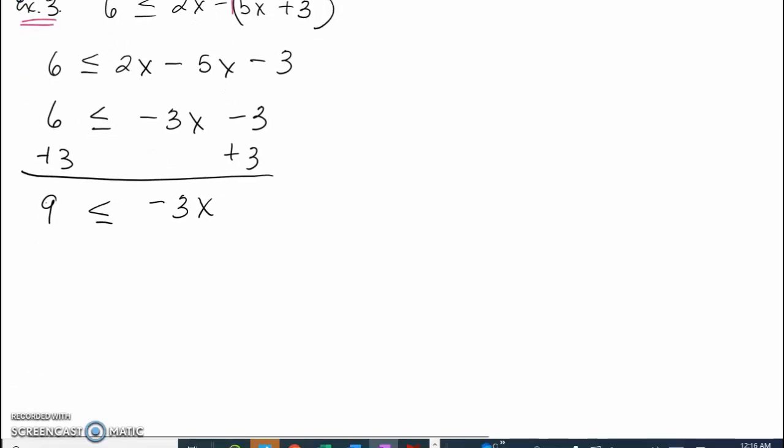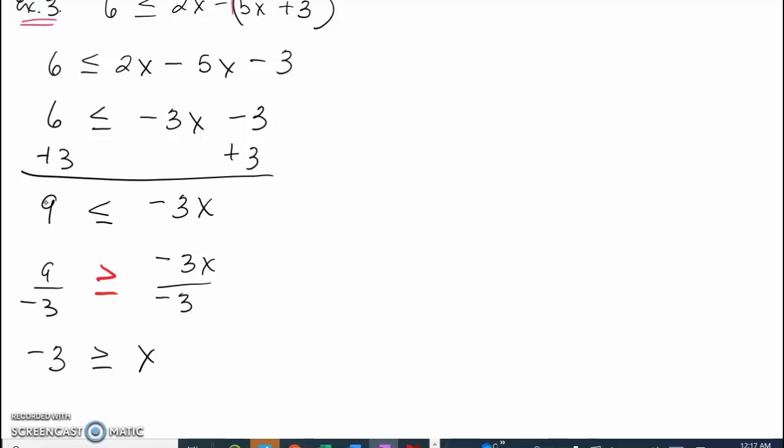Okay, so what happens now? Now we have to, well, there's that pesky -3 again, so I'm going to divide by -3, divide by -3. What happens when you divide? Don't forget to change. If this is less than or equal, we're going to change it to greater than or equal. And I'm going to rewrite the problem now as -3 is greater than or equal to x.